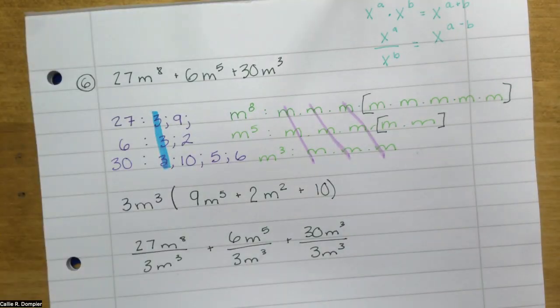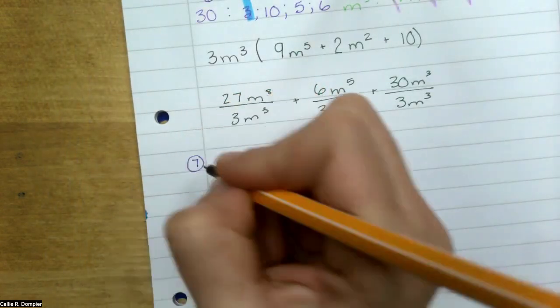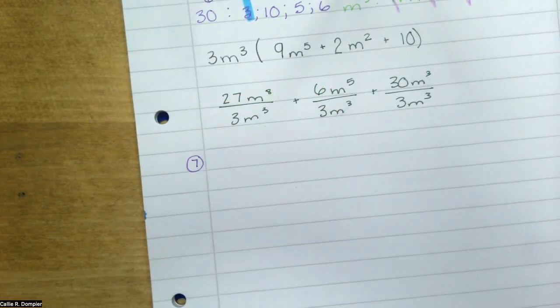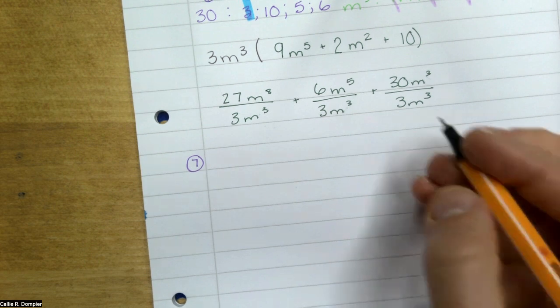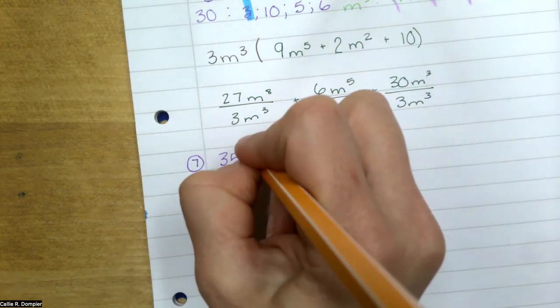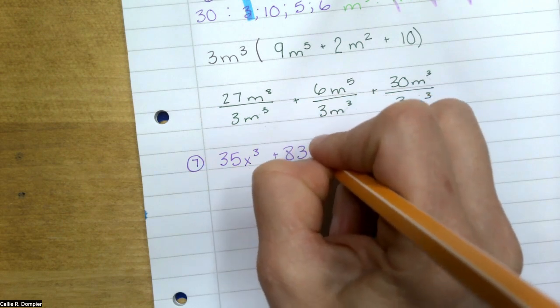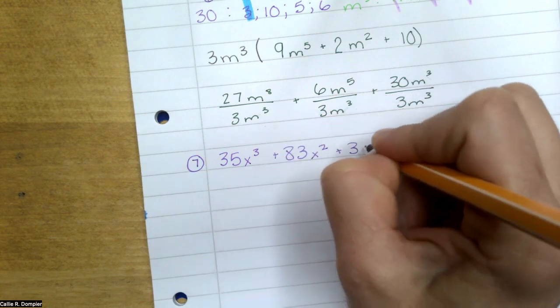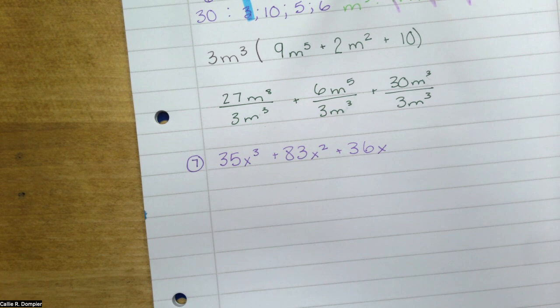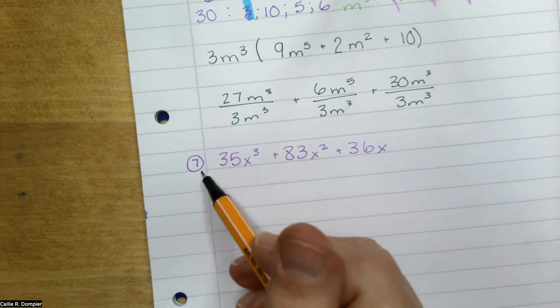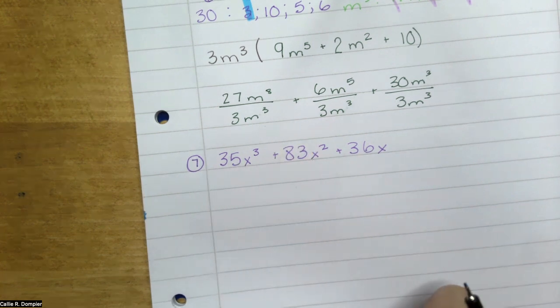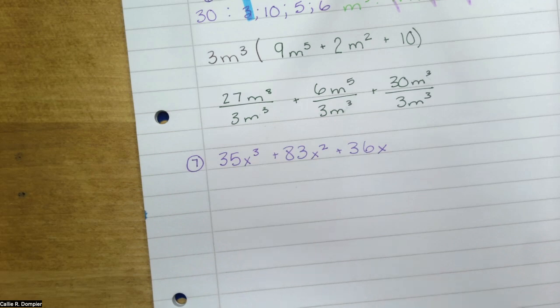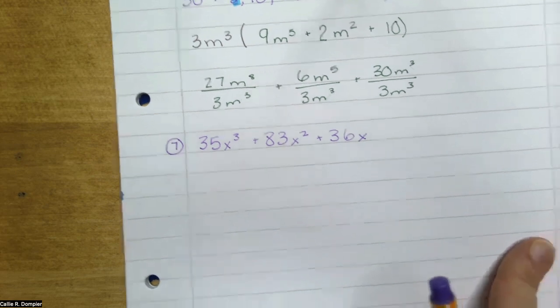Let's factor number 7. Number 7 is 35x to the 3rd plus 83x squared plus 36x. Good? All right, what are the factors? And I would, in this situation, honestly, I would just Google, are there any factors of 83? If it was during an exam and you couldn't Google that, you could go through 83 and just start dividing it by every number in your calculator if you wanted. I wouldn't even do that in an exam situation.